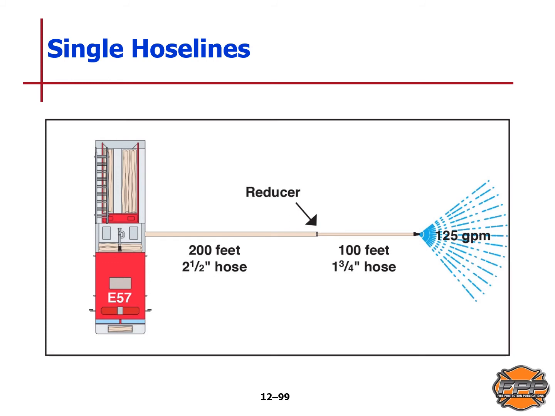Here's an example of a single hose line. You have a pumper with 200 feet of 2.5-inch hose with a reducer that reduces it to 100 feet of 1 3/4-inch hose, and that produces a stream of 125 gallons per minute.